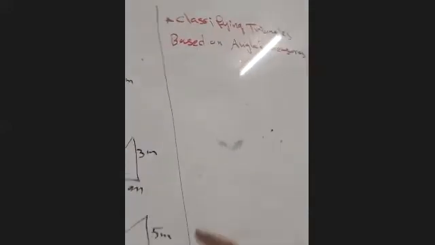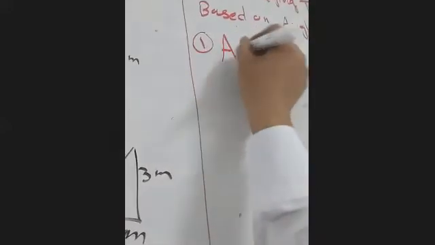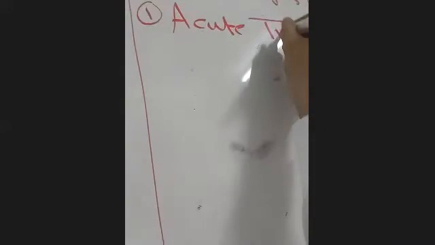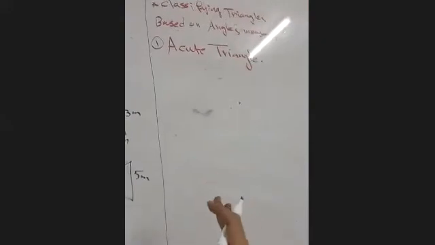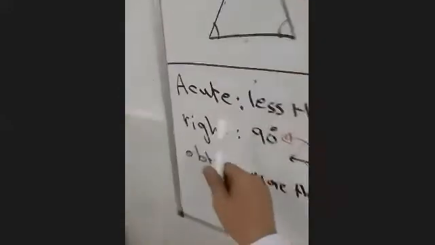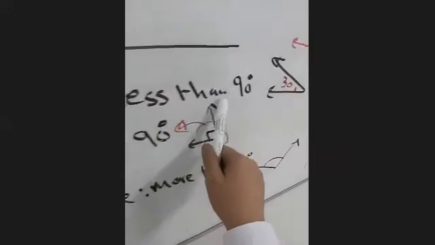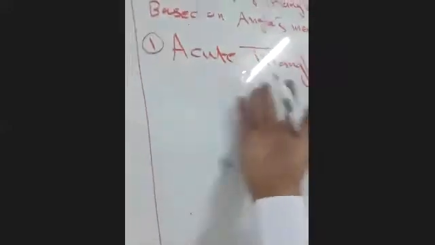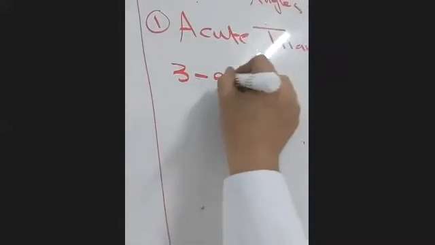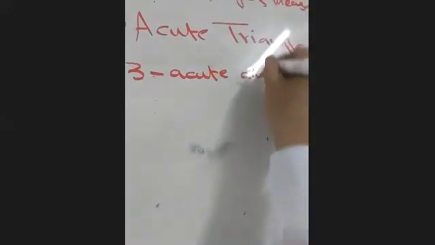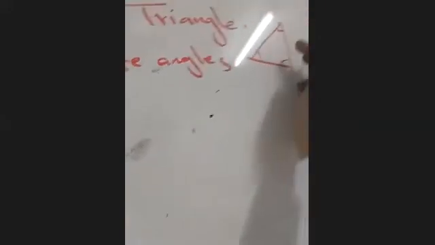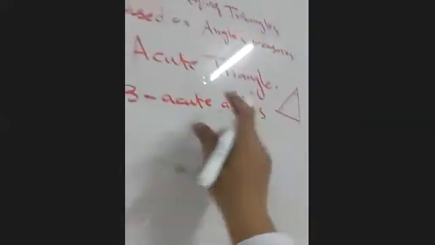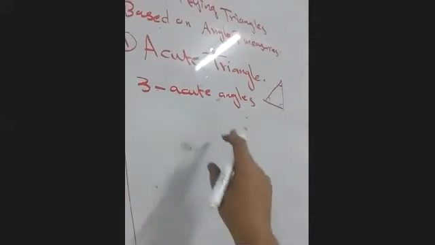Type 1, focus guys. Type 1, we call it acute triangle. In the acute triangle, the 3 angles are acute angles, meaning less than 90, meaning small angles, like this one. So here in the acute triangle, it has 3 acute angles. Look here at the angles, guys. They are small, less than 90. This we call acute triangle, with 3 acute angles inside.